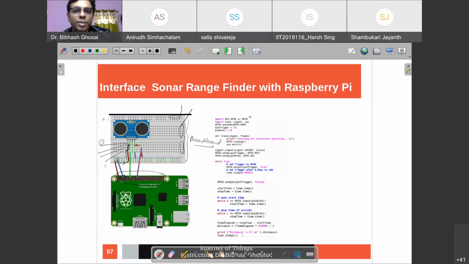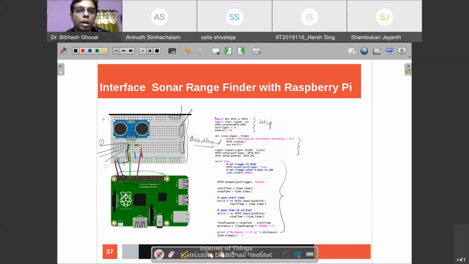So the code basically is divided into 3 parts. One, this part, the setup. This is the function declaration. And this is the loop. Just remember the idea: set the trigger, get the echo, compute the distance. This is the logic. What is this? Well, this is for setup.